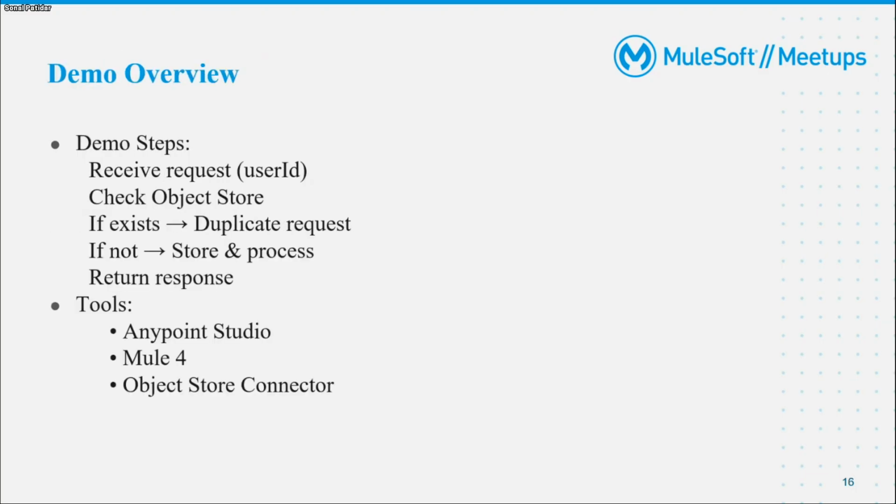So here we will see one demo. In the demo, I will show a simple flow where we check the object store, how to configure the object store, and where in the flow, if data exists, we treat it as a duplicate, and if not, we store and process the request. For the demo, I use the Anypoint Studio, Mule 4, and object store connector.